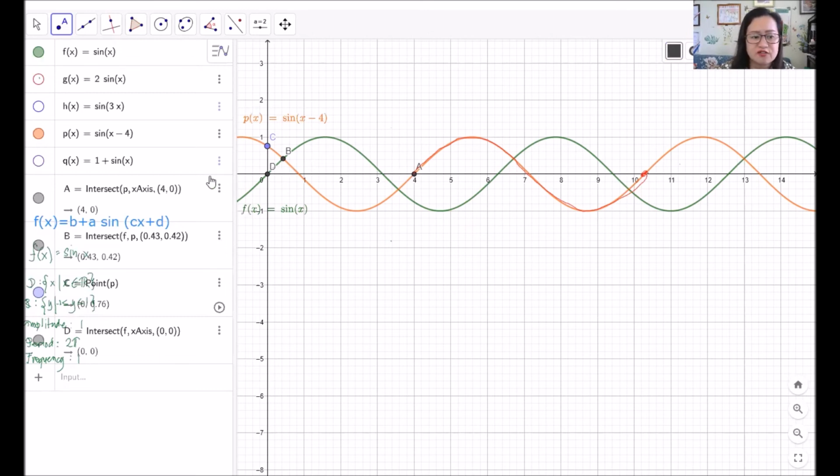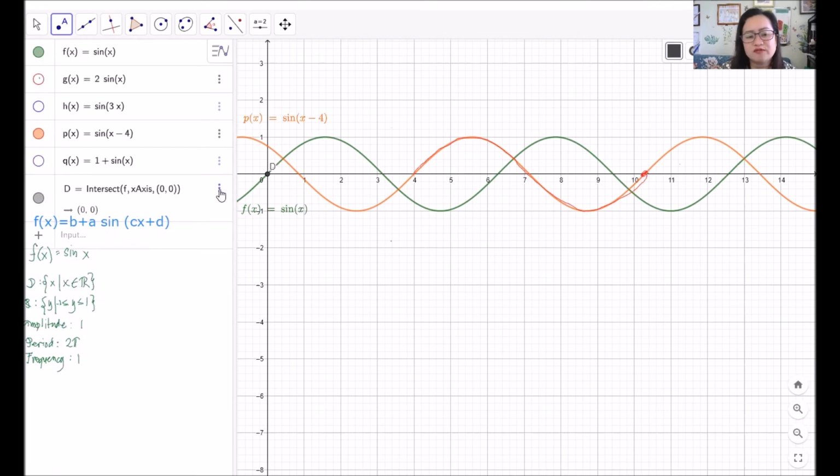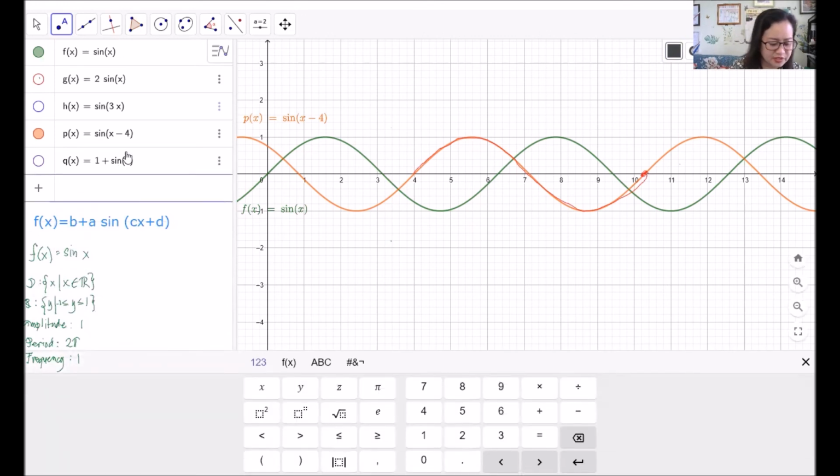So that means if we will have a change in the value of D, if we will have minus 4, it's like we have a shift horizontally, 4 units, horizontal shift to the right. Okay, so that's it for the change in the value of D. If you would like to explore sine x plus 4, try to see what will happen if you will have x plus 4.